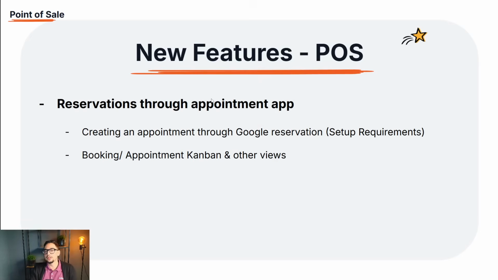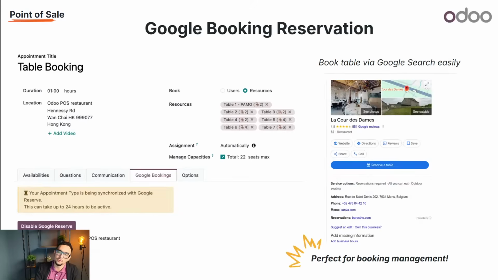Okay, in terms of reservations, we also have a lot of updates and integration with Google Reservation. A customer can easily book their appointment and have it pop up on their Google Calendar. As we can see here, this is what it will look like on Google Search, and this is what it will look like in the back end when we are configuring our table booking. We set the duration, the location, and the resources that we are booking. So we're booking tables 1, 2, 3, 4, up to 7, and we can manage the capacity of how many seats we have. The customer will come in, reserve a table, and it will automatically send reminders and updates for their booking.